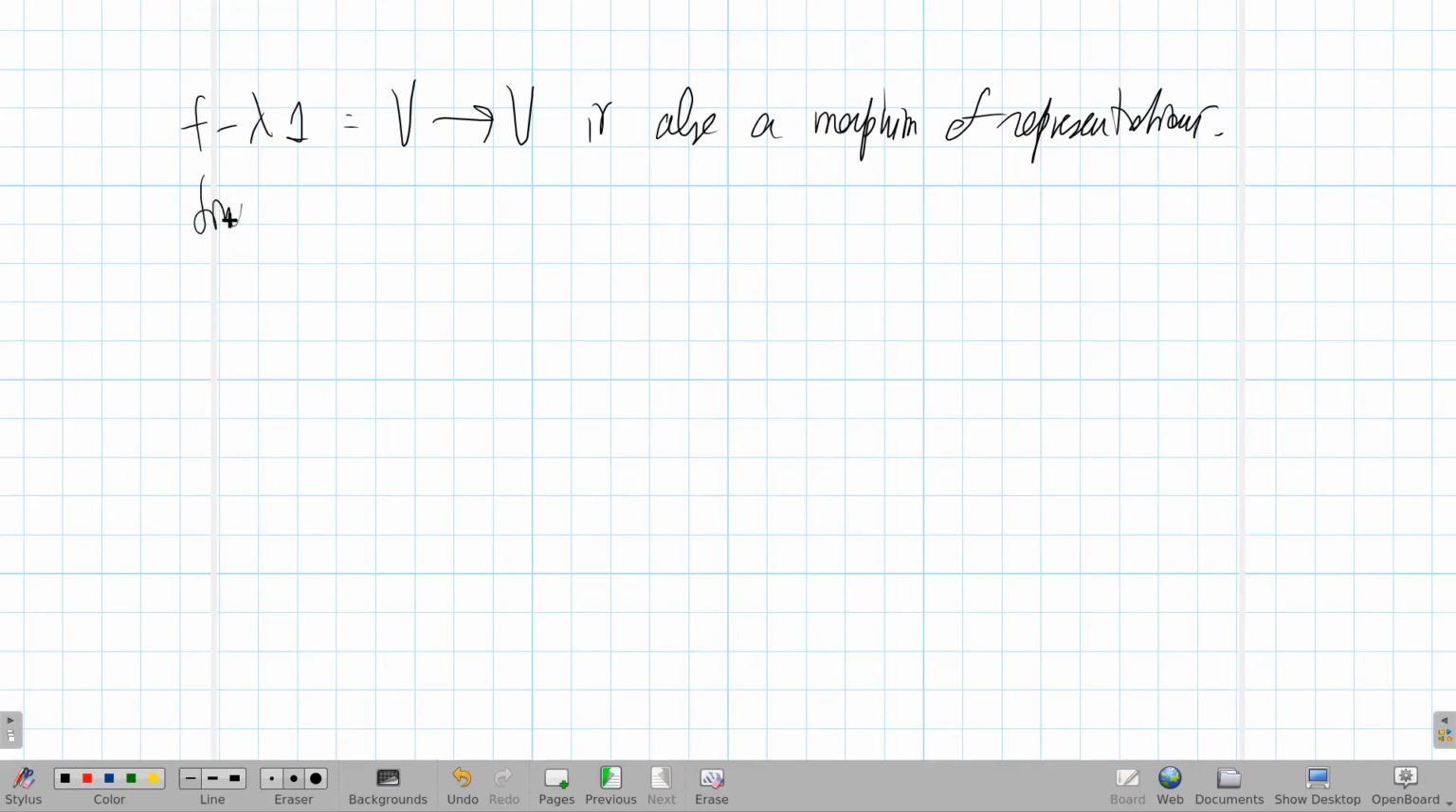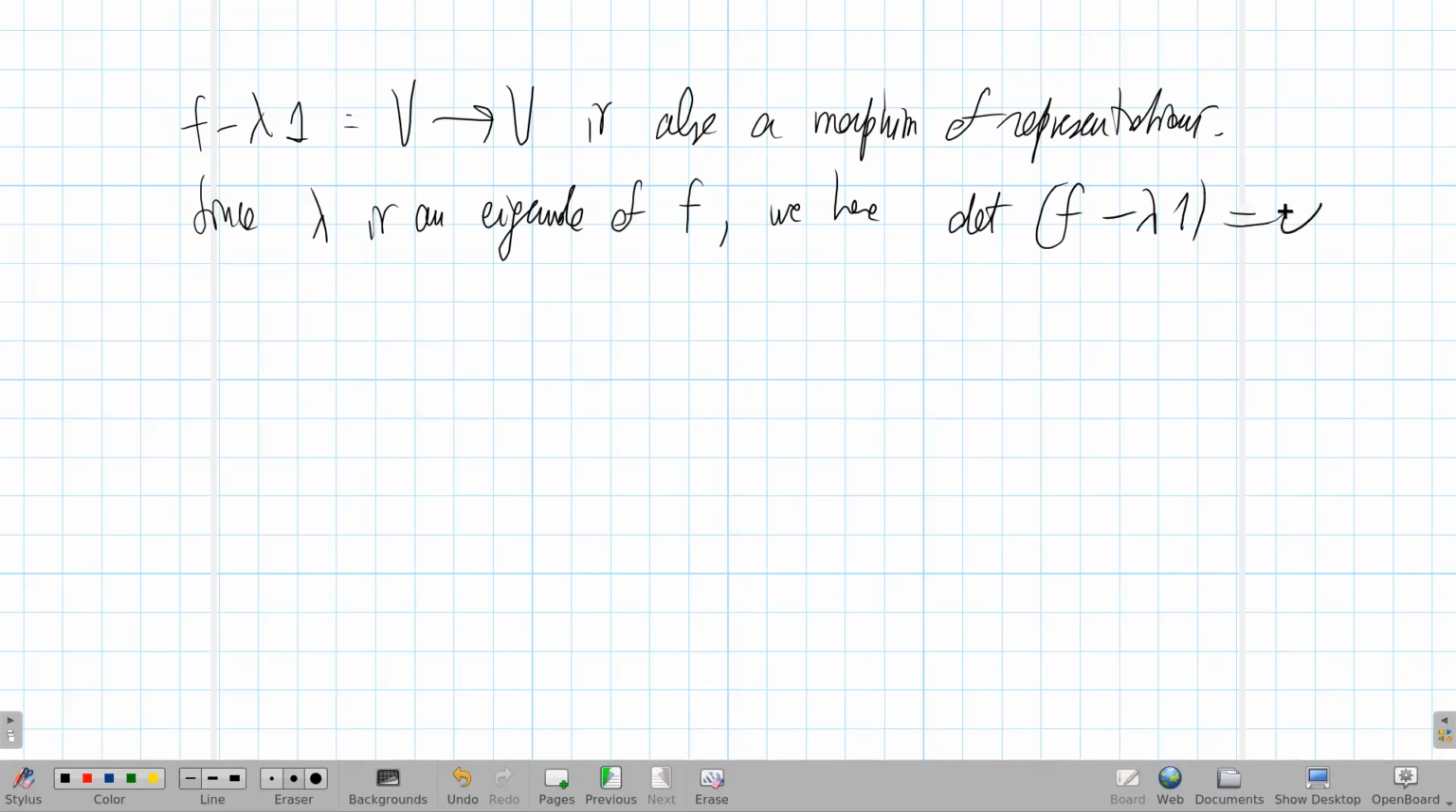But since lambda is an eigenvalue of F, we have the determinant of F minus lambda 1 is 0. This is exactly the definition of an eigenvalue, okay? Because if you put x, an indeterminate, here, you get the characteristic polynomial, and lambda is a root. Eigenvalues are exactly the roots of the characteristic polynomial, so this is 0. So you have a map here, which is a morphism, and it's either 0 or an isomorphism. But it's not an isomorphism because the determinant is 0.